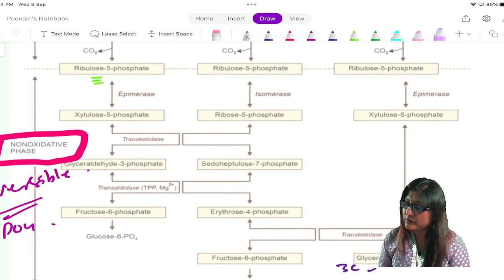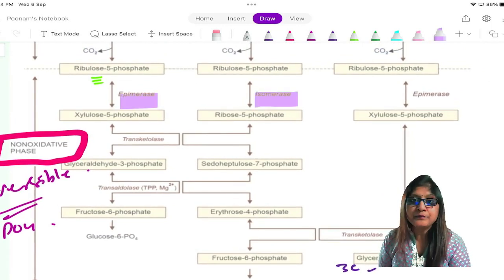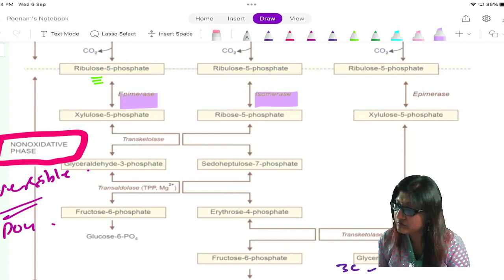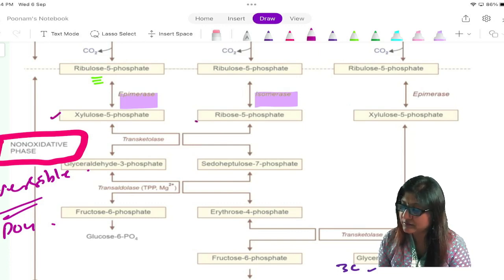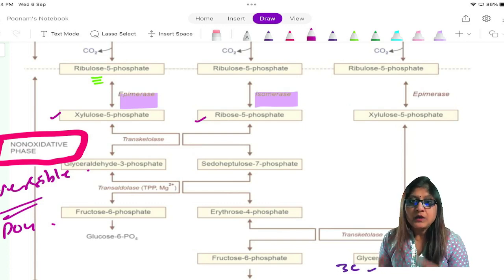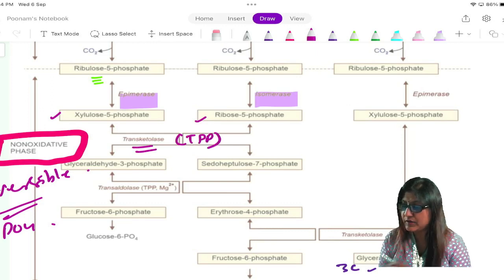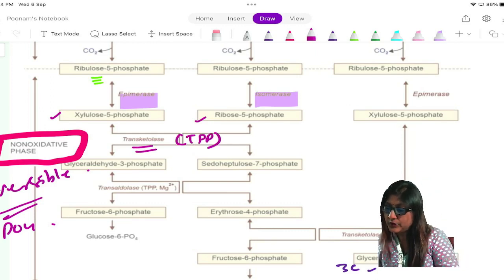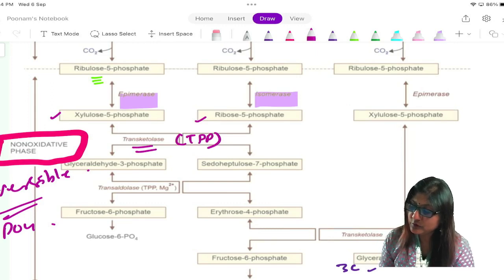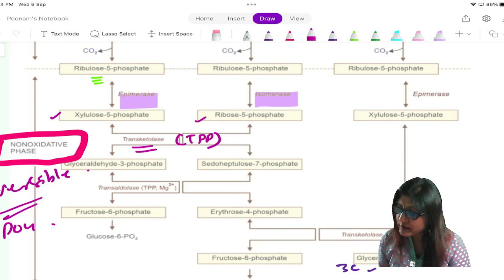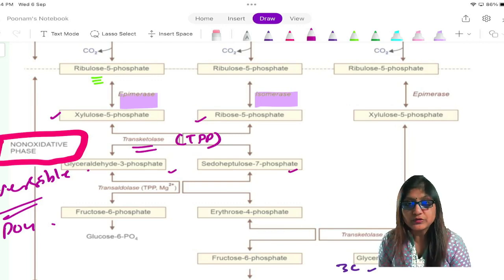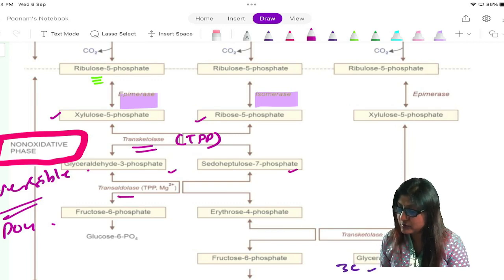Once ribulose 5-phosphate is produced, we have epimerase enzyme and isomerase enzyme, which convert ribulose 5-phosphate to xylulose 5-phosphate and ribose 5-phosphate respectively. Next, there is a role of transketolase enzyme, which is a thiamine pyrophosphate dependent enzyme. It converts xylulose 5-phosphate and ribose 5-phosphate to glyceraldehyde 3-phosphate and sedoheptulose 7-phosphate. After that, transaldolase converts glyceraldehyde 3-phosphate to fructose 6-phosphate and sedoheptulose 7-phosphate to erythrose 4-phosphate.